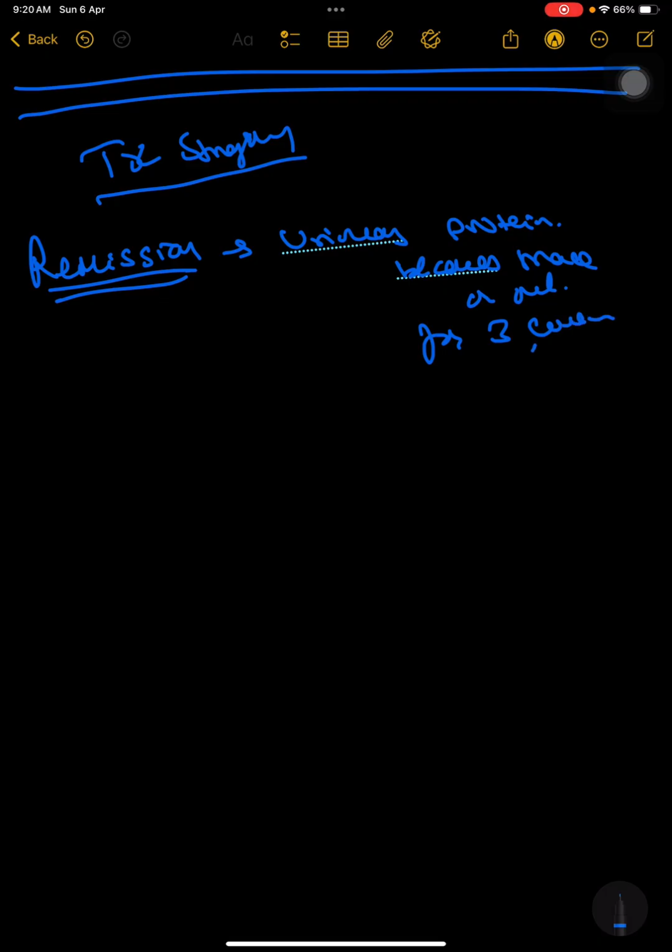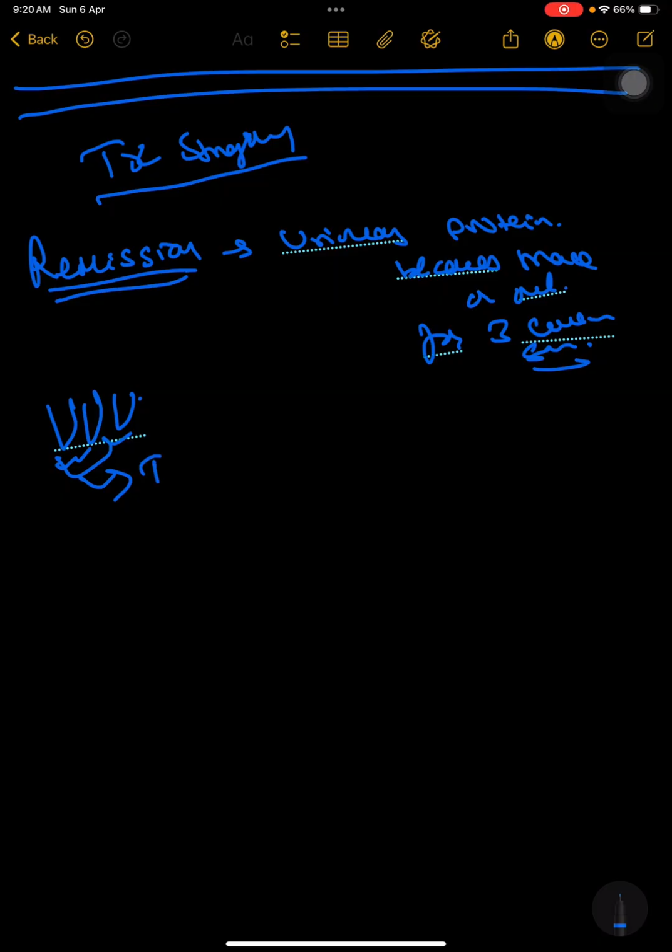So what do you mean by remission? Remission means urinary protein, please write it down. Okay. Urinary protein becomes trace or nil for 3 consecutive samples. Okay, so what does this mean? So you take 3 samples. Okay, 3 consecutive samples.